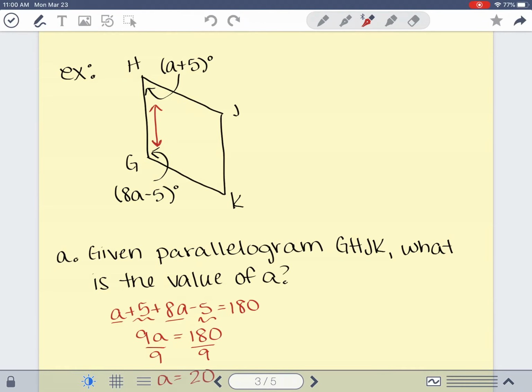Now, of course, we should check. So we plug this back in. A plus 5, so 20 plus 5 is 25.